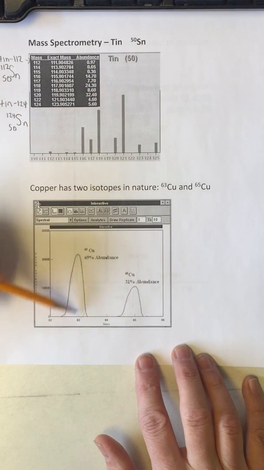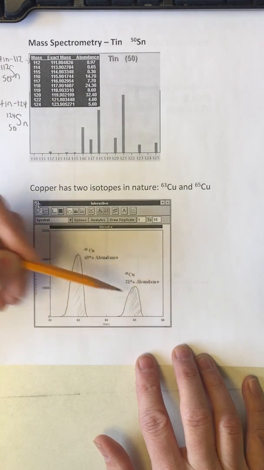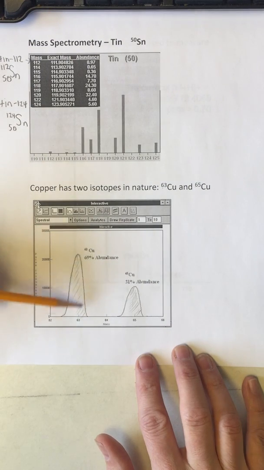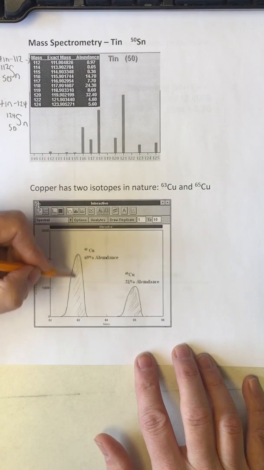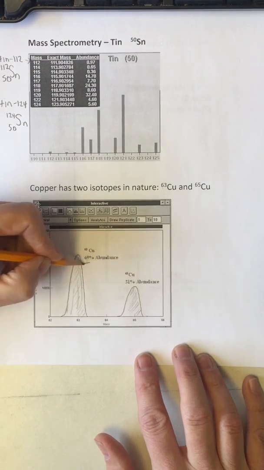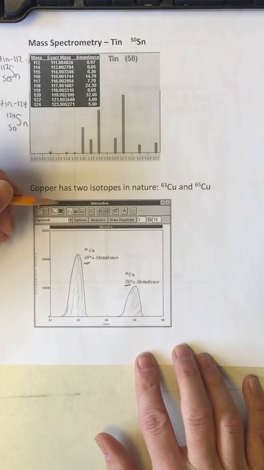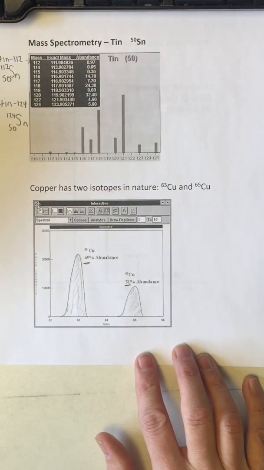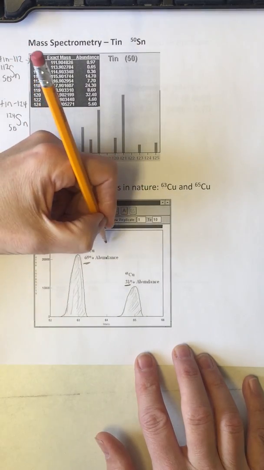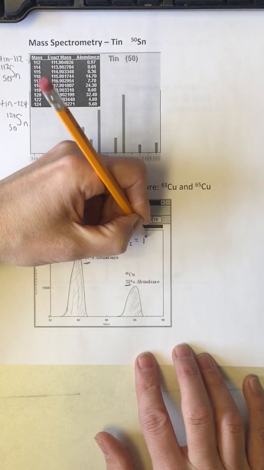And notice the area for the 63 is larger than the area under the curve for 65. That means there's more of the copper 63 in the sample and less of the copper 65. So the area tells us how much, that gives us the percentage. So what you would do is you would add up the area of this and this together. That would give you a total. And then if you took the area of this one over the total, you'd get 69% after you multiply by 100. So the area of the first peak plus the area of the second peak is the total area.